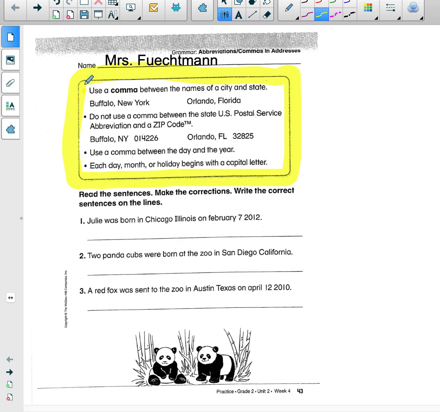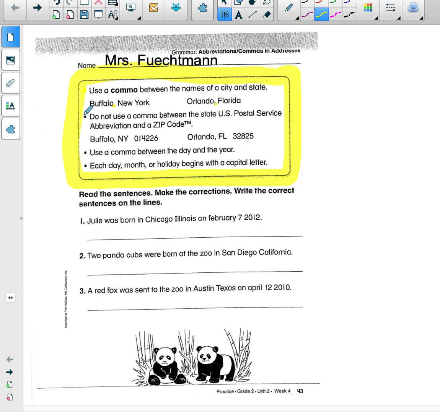1, 2, read. Use a comma between the names of a city and state. Buffalo, comma, New York. Orlando, comma, Florida. Nice job. We have to separate cities and states, otherwise it will look like one name together. Take a look at the second bullet.